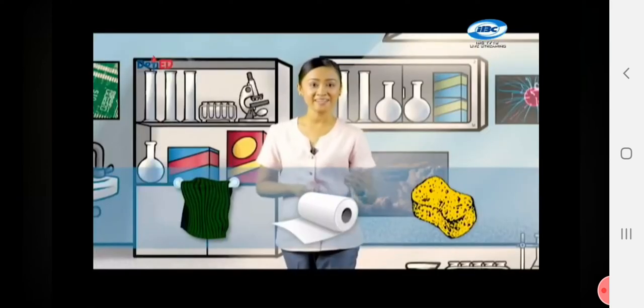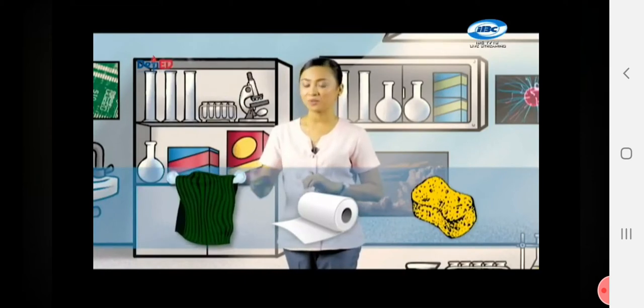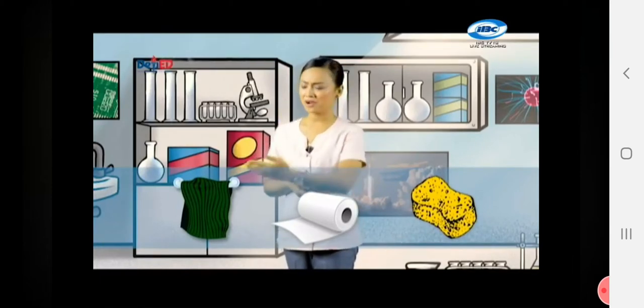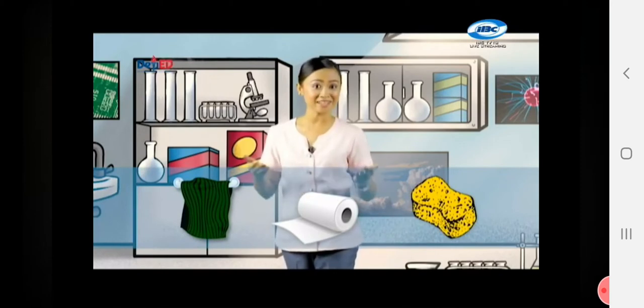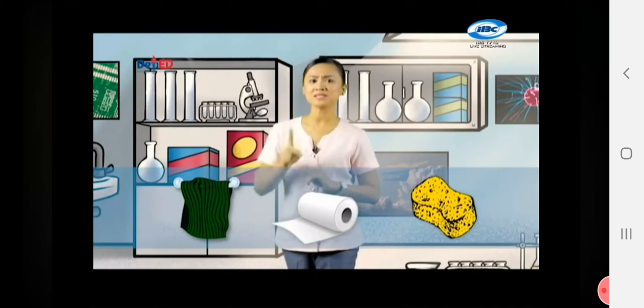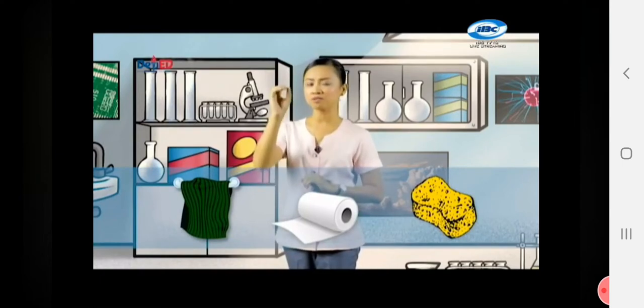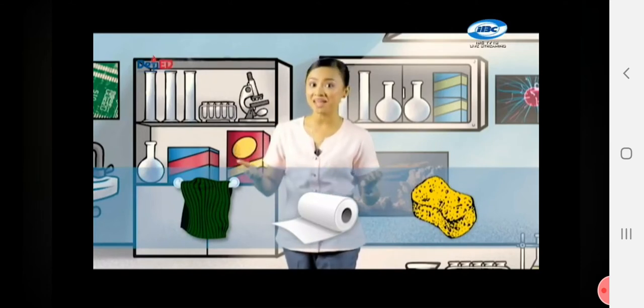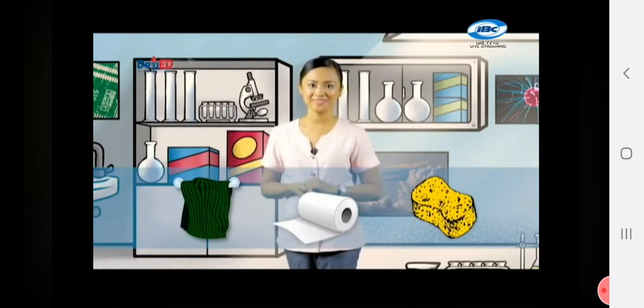In set A, you can see a towel, tissue, and sponge which are good materials for absorbing water. They are commonly used at home for cleaning. The ability of materials to absorb water is due to the presence of holes or pores between the loose fibers that make up the material.